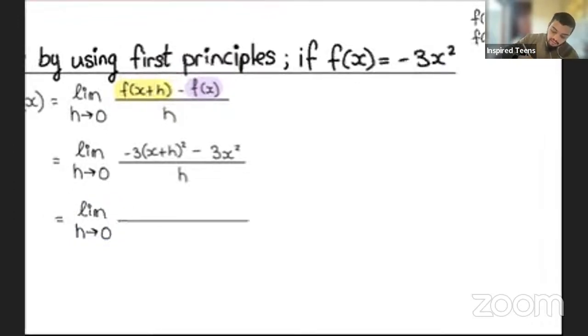And I have my fraction. I'm going to have to open up this, so I'm going to have negative 3. I'm going to take the shortcut for this, right? So I have to simplify this guy first.